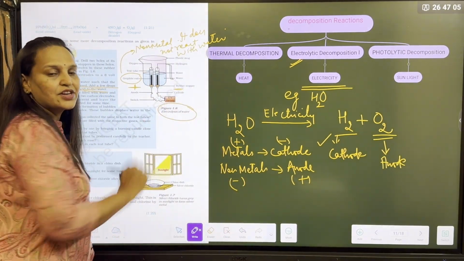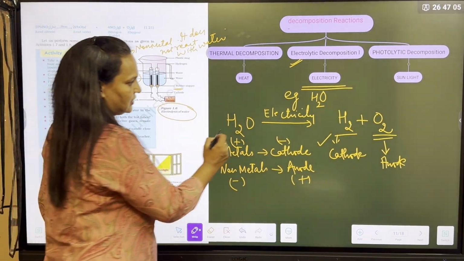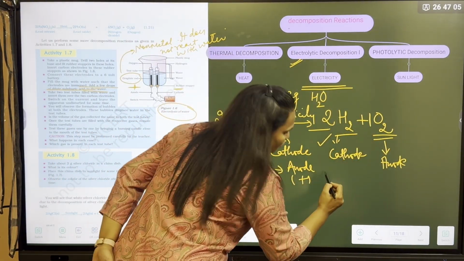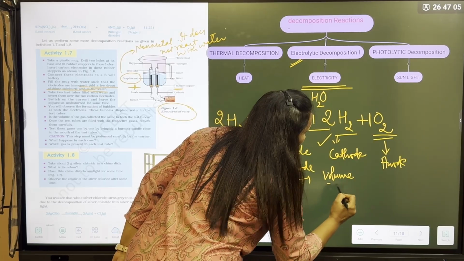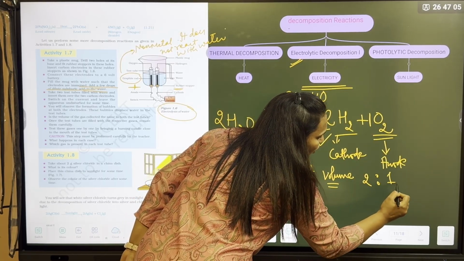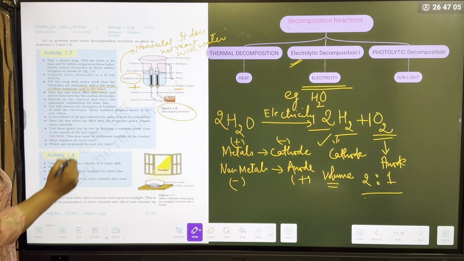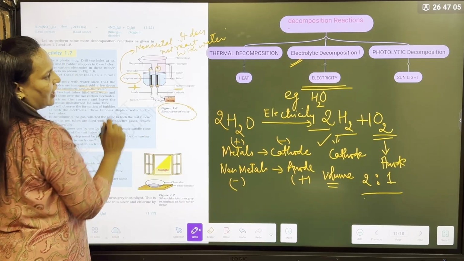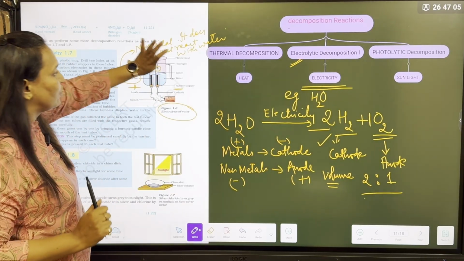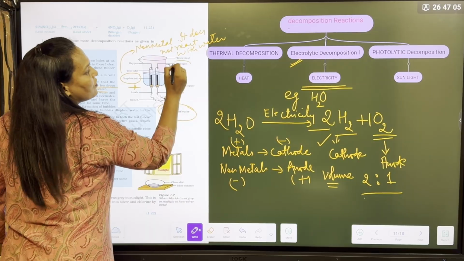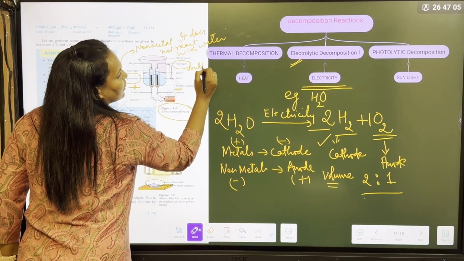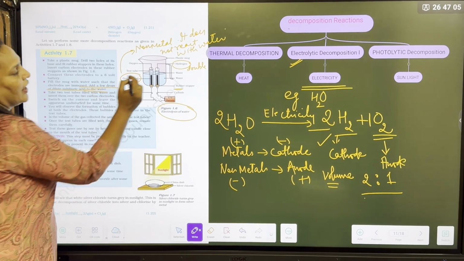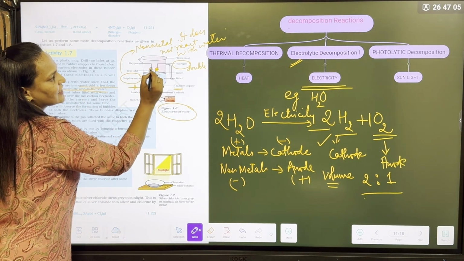Second part: is this reaction balanced? No, let's balance. So the second question is, what is the volume ratio? Hydrogen is double that of oxygen. If you look here, there is a lot of empty space here and less space here. Why? Because the volume of hydrogen is more. The volume of hydrogen is double. So hydrogen is 2 parts, whereas oxygen is 1 part. So hydrogen is more, oxygen is less.